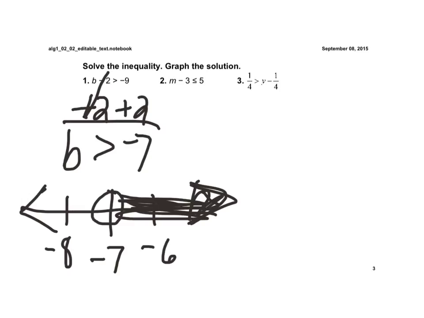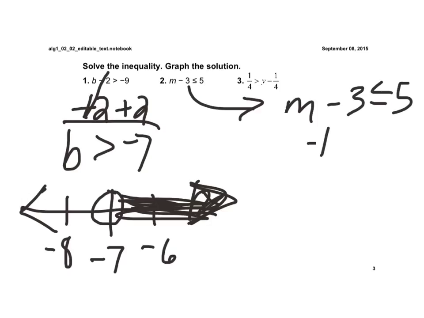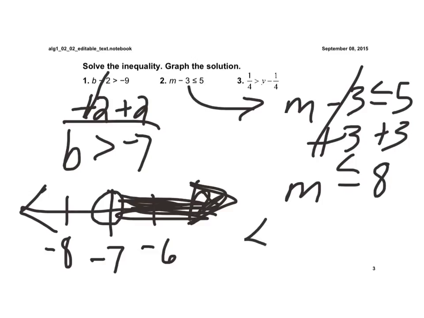Okay. Now I'm going to do number 2, and we'll slide this one over here. So I have m minus 3 is less than or equal to 5. Now again, we just go ahead and solve for m by adding 3 to both sides. Again, the negative 3 and the positive 3 cancel out, so I get m is less than or equal to 8. And now I graph this.